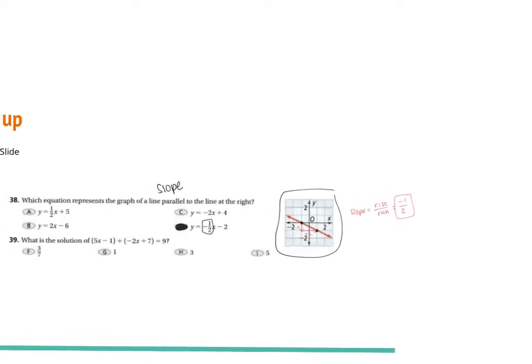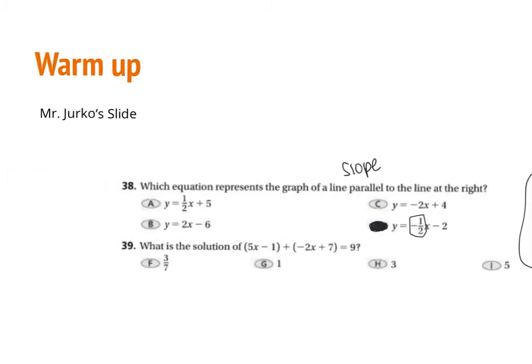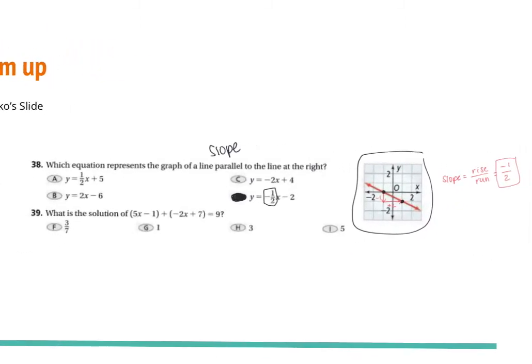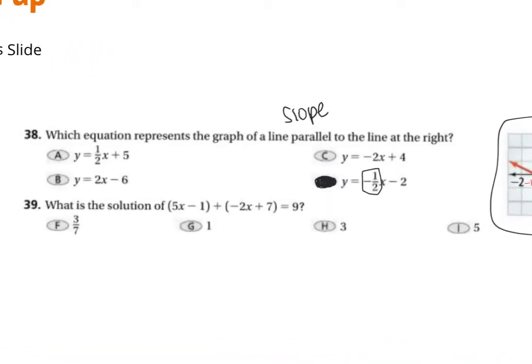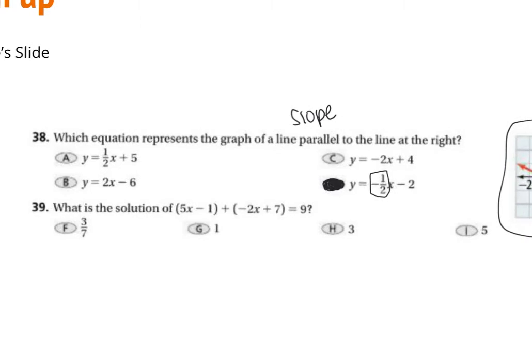Questions on this one? On number 38. Okay, what is the solution of 5x minus 1 plus -2x plus 7 equals 9? Whoa, intimidating, but not really, guys. Once we write this out, it's actually a lot easier than it seems. First things first, let's get rid of the parentheses. Remember, PEMDAS?